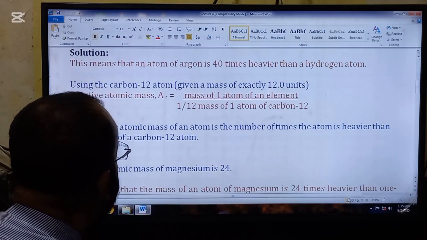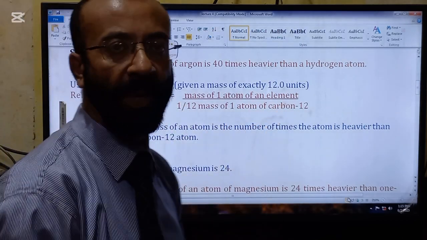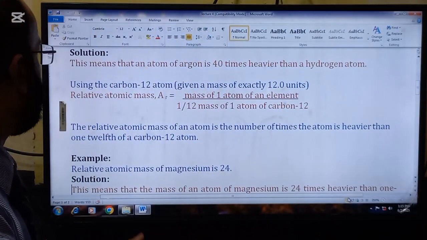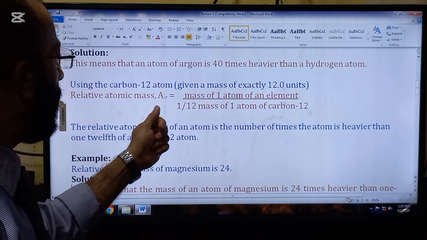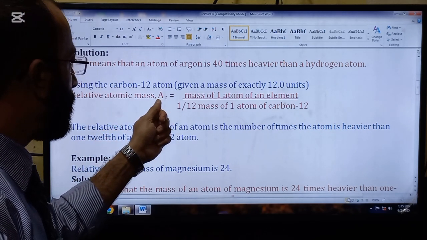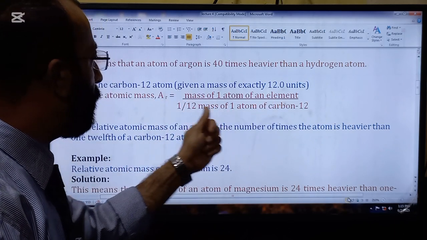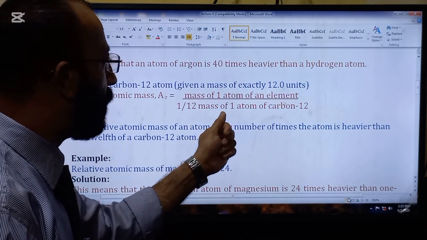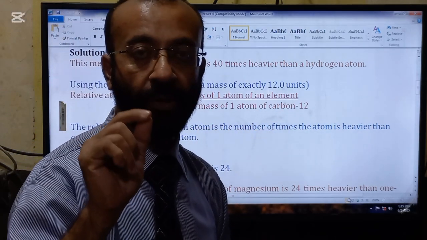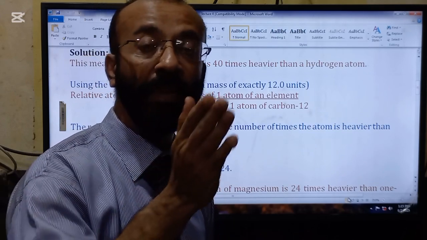Now using carbon-12 atom, given a mass of exactly 12. So now we are going to compare the mass of an atom with the carbon-12 atom. Look now, relative atomic mass Ar. A stands for atomic, R stands for relative. So relative atomic mass will be equal to mass of one atom of an element over 1/12 mass of one atom of carbon-12. So remember, now we are going to compare the mass of one atom of any element with the carbon-12 atom.